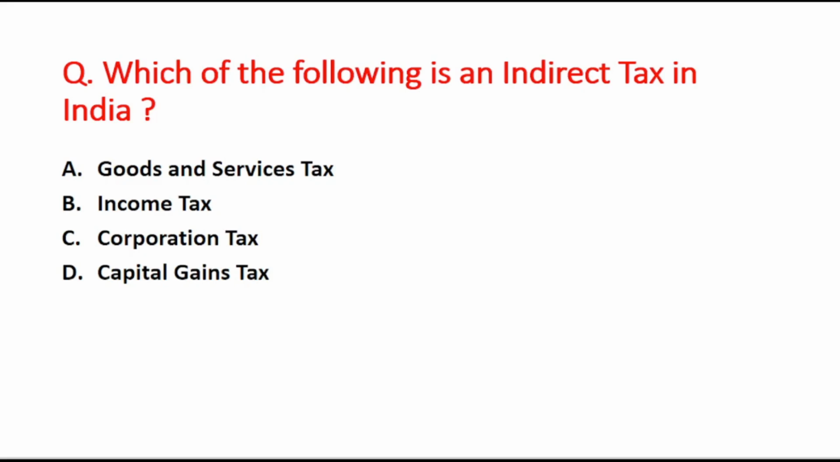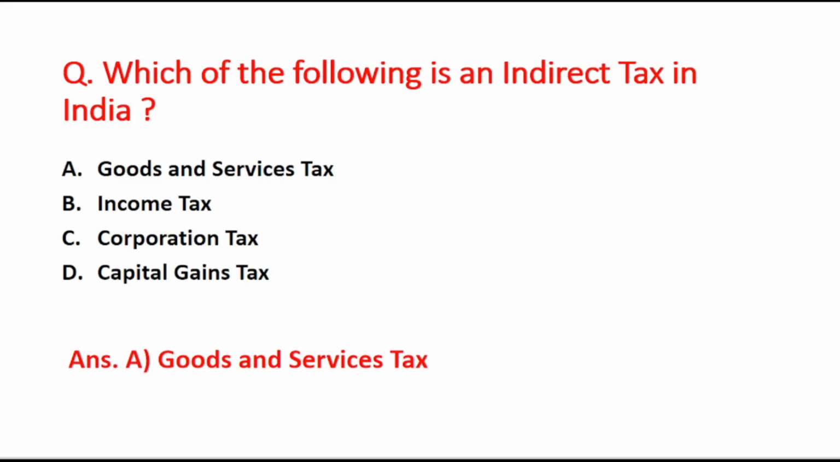First is, which of the following is an indirect tax in India? Your A option is goods and services tax, B option is income tax, C option is corporation tax, and the last option is capital gains tax. So the right answer is option A, that is goods and services tax, that is GST.